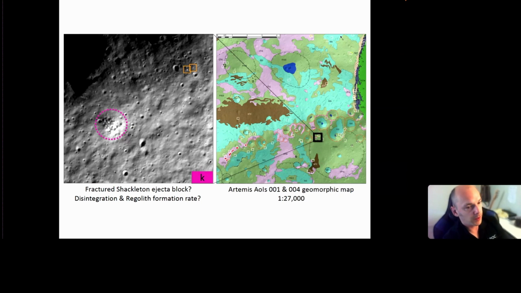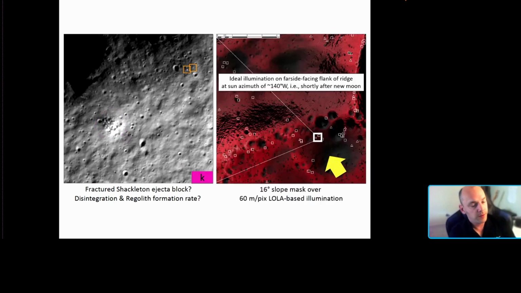This is one of those blocky knobs. There are several of those, and they occur around Shackleton, and they might be degraded, fractured Shackleton ejecta blocks. So we could get information about disintegration and regolith formation rates on these. Next slide. It would therefore be very important to reach them. This needs to be in uncertain lighting conditions, for example, in this case, a certain azimuth, 140 degrees west of illumination angle. Next slide.